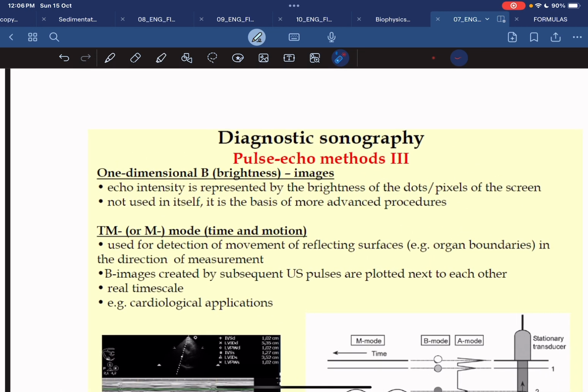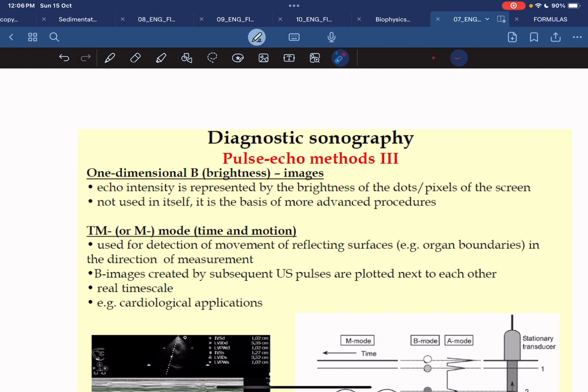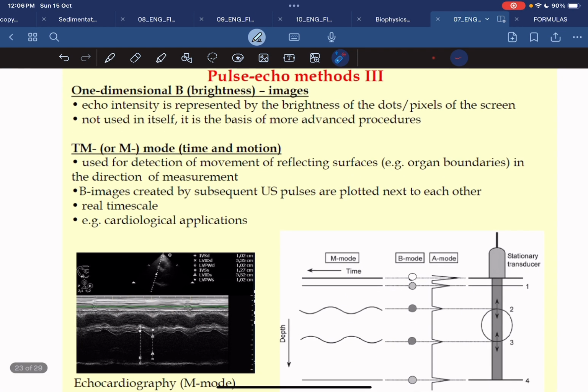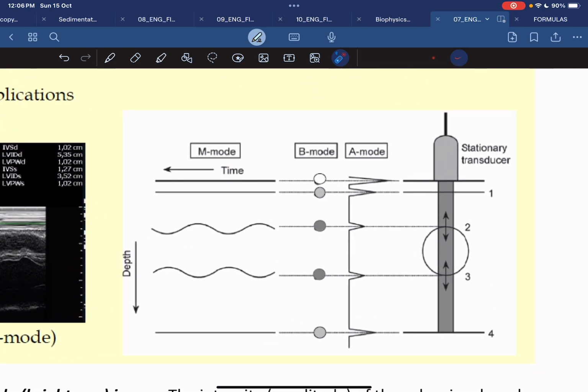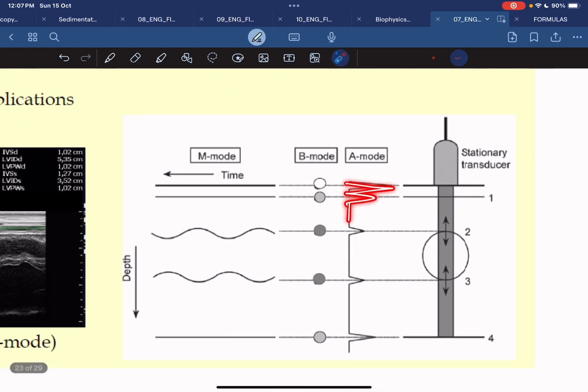In B-type images, echo intensity represents the brightness of the dot. Basically it's the same as an A-type image. We use an A mode image like this, where we detect the signals coming later. Using the intensity, we see this has a higher intensity, so it's going to be a brighter white. This has a lower intensity, so it's going to be a little gray. This is a very low intensity. If it was flat, it would be black.